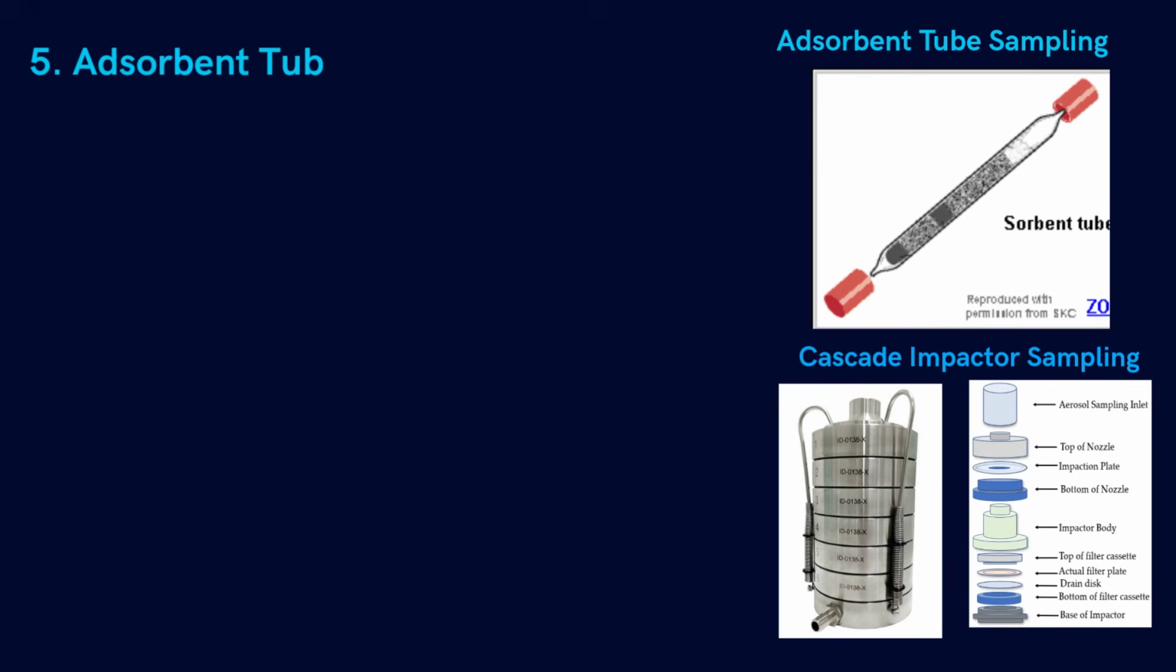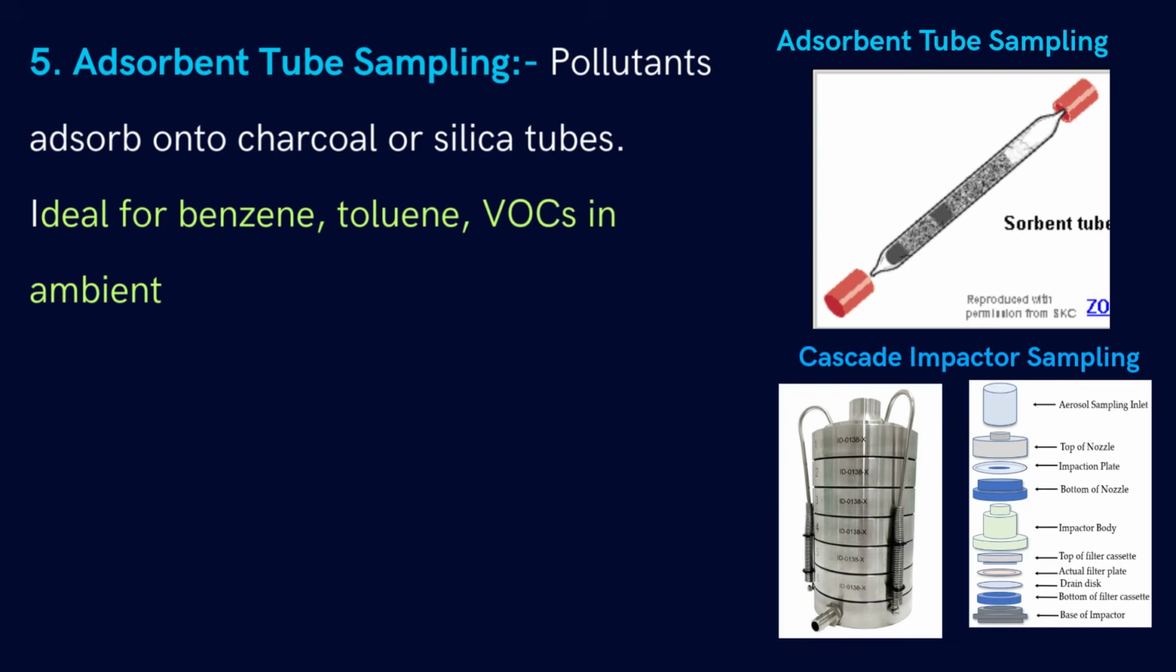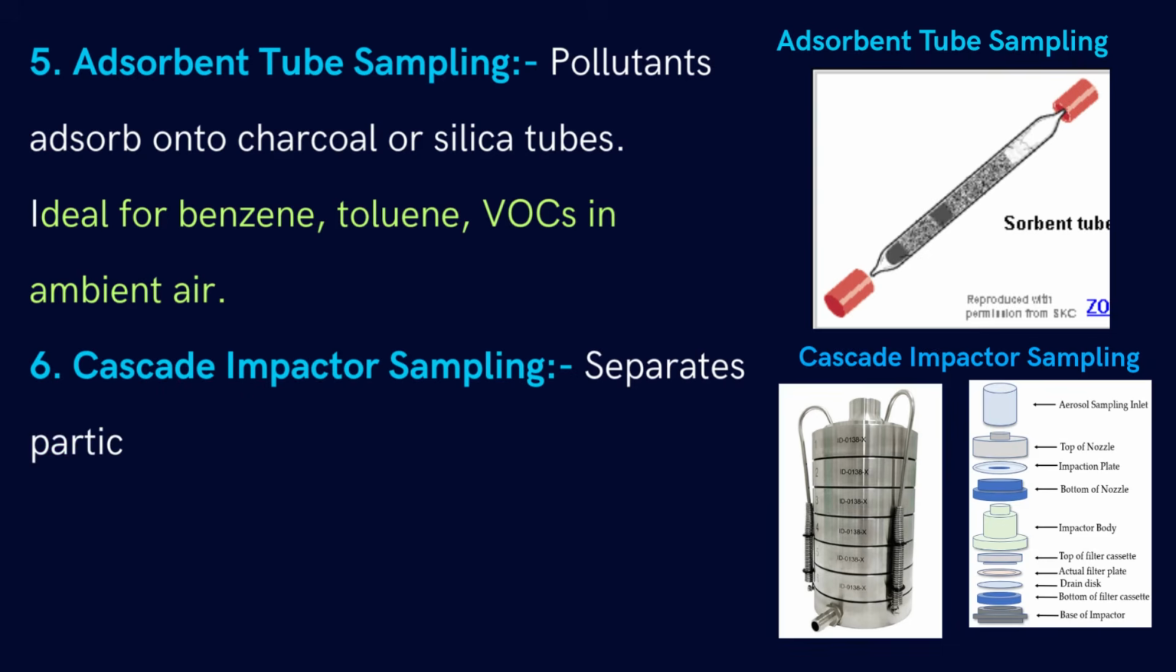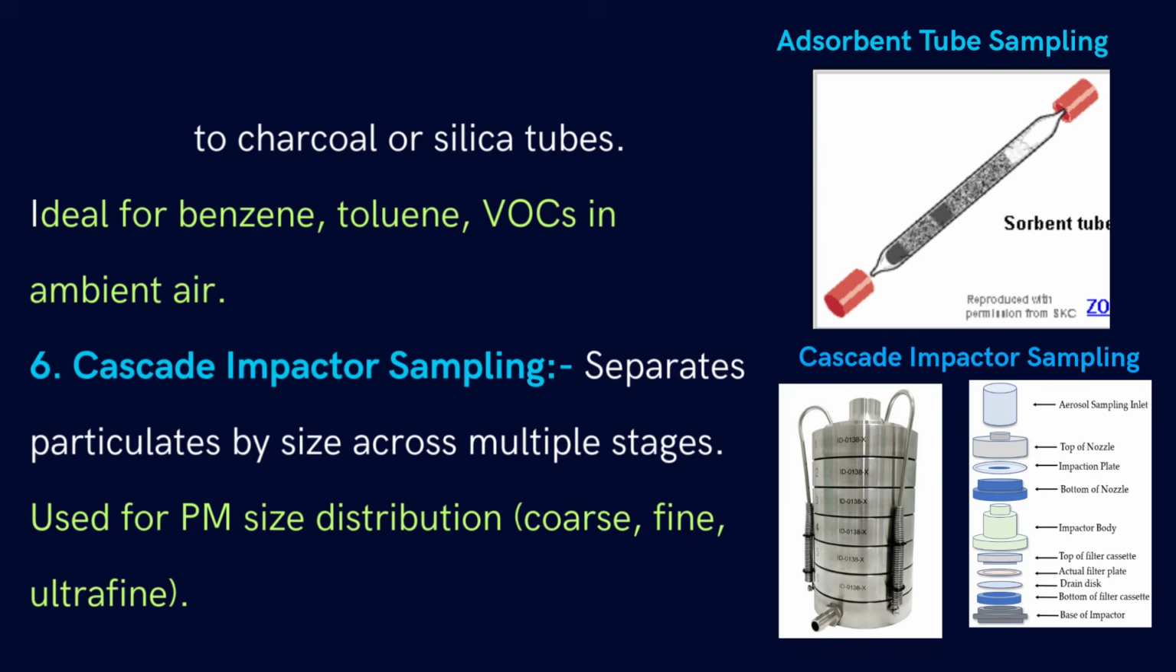Fifth one is adsorbent tube sampling. Pollutants adsorb onto charcoal or silica tubes. Ideal for benzene, toluene, volatile organic compounds in ambient air. Sixth one is cascade impactor sampling. Separates particulates by size across multiple stages. Used for PM size distribution: coarse, fine, ultrafine.